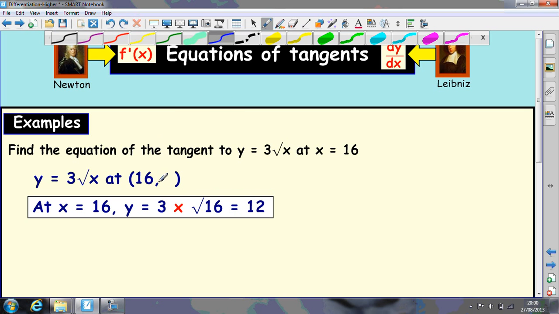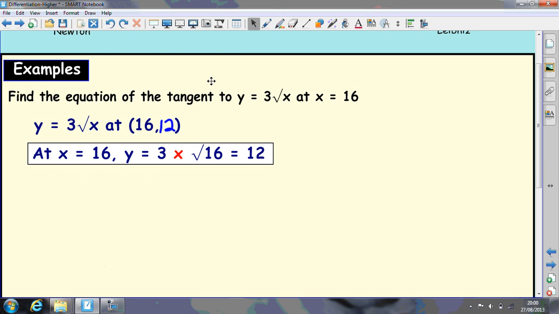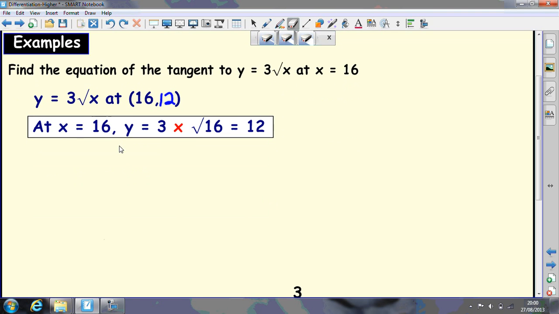I can put that in, just roughly with my mouse. Okay, so that's (16, 12). Now, we've got a point of contact, we just need to find the gradient. So to find the gradient, you differentiate and substitute in your x value.